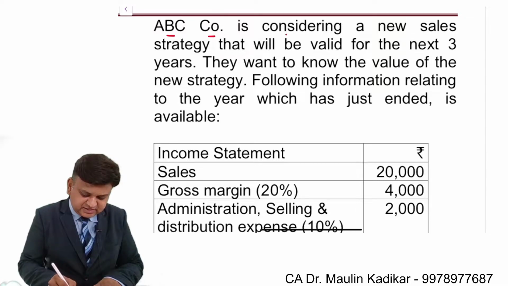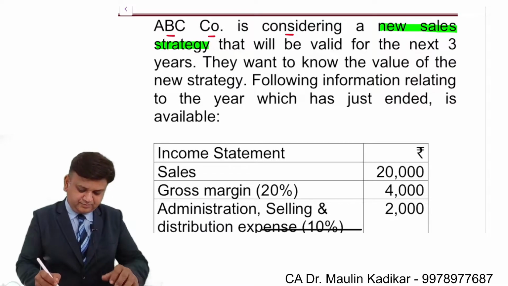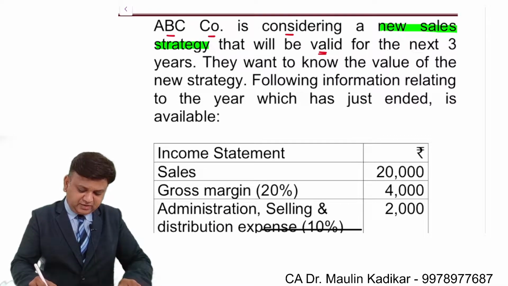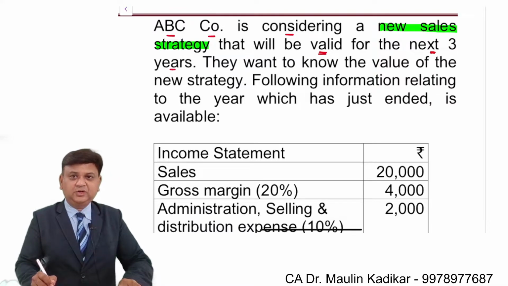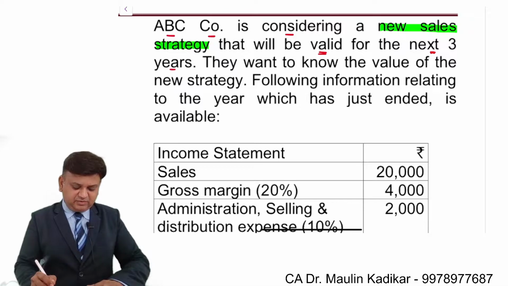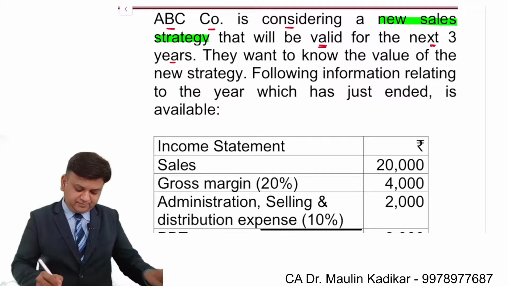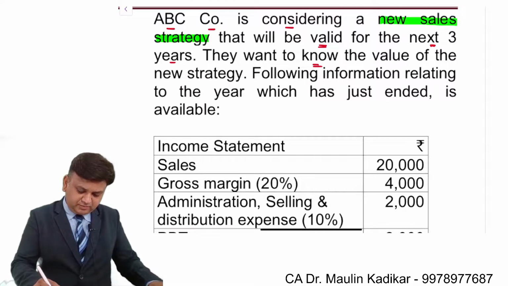ABC company is considering, highlight the portion, a new sales strategy that will be valid for next 3 years. So a company is considering adopting a new sales strategy and it will be valid for 3 years. They want to know, highlight the portion, value of the new sales strategy.